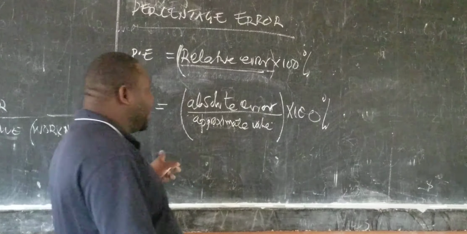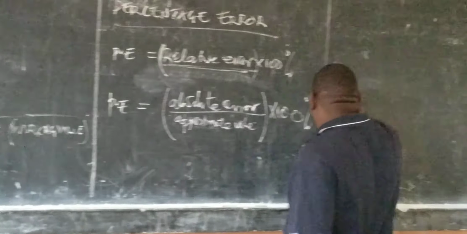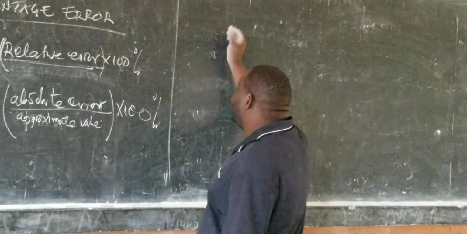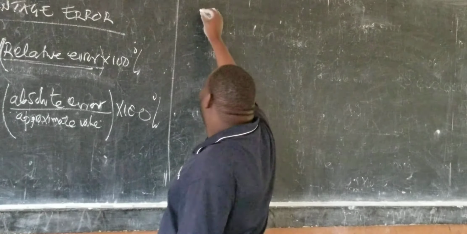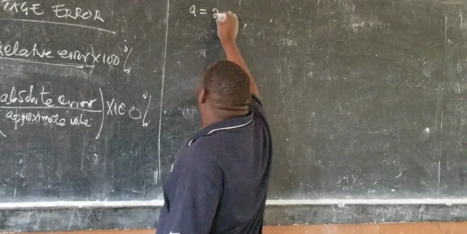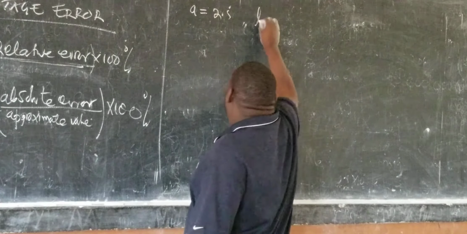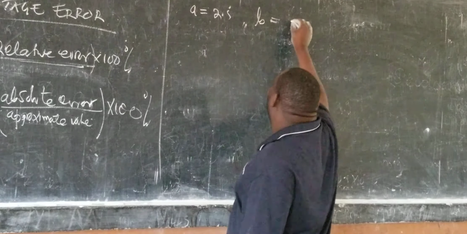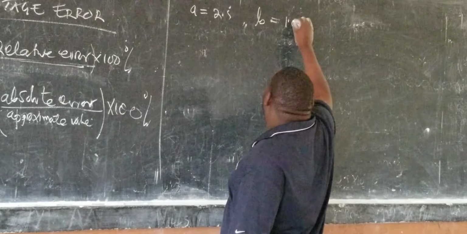Let us use an example to illustrate this one. If I give the two decimal numbers, for example, you have A is equal to 2.5 and you have B is equal to 1.05.